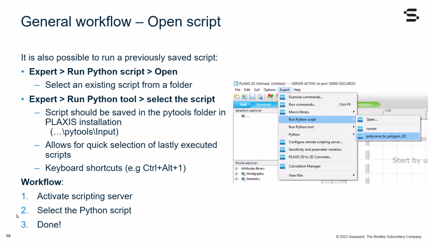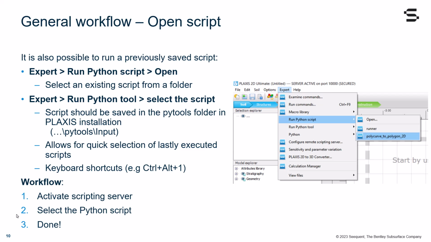Now, let's see the general workflow when opening a Python script. It is possible to run a previously saved script. Go to the menu Expert, Run Python Script, Open, and select the existing script from a folder. Otherwise, you can go to Expert, Run Python Tool, and select the script. The scripts should be saved in the py tools folder in the PLAXIS installation. This allows for a quick selection of the lastly executed scripts.